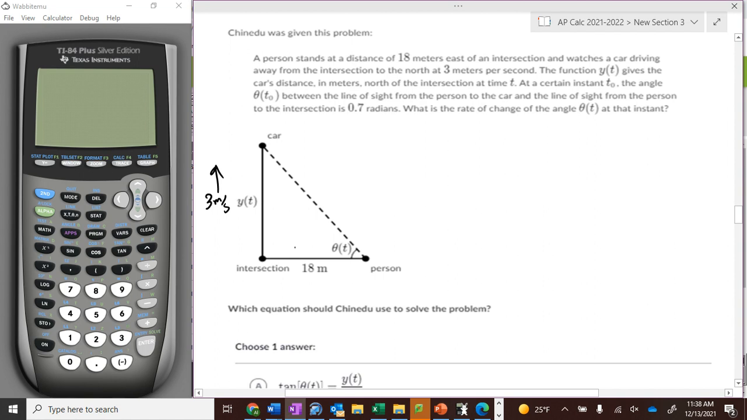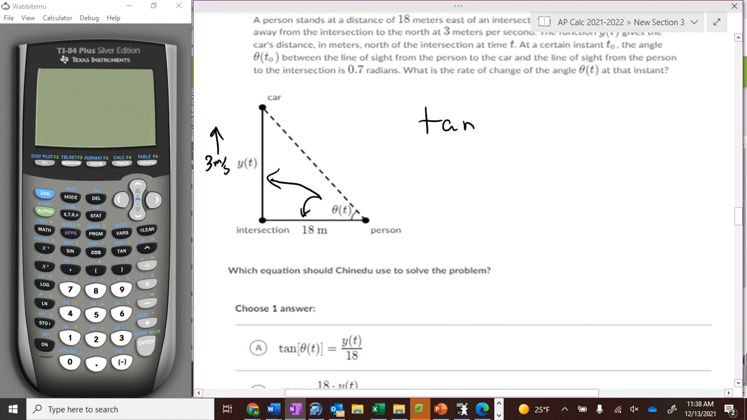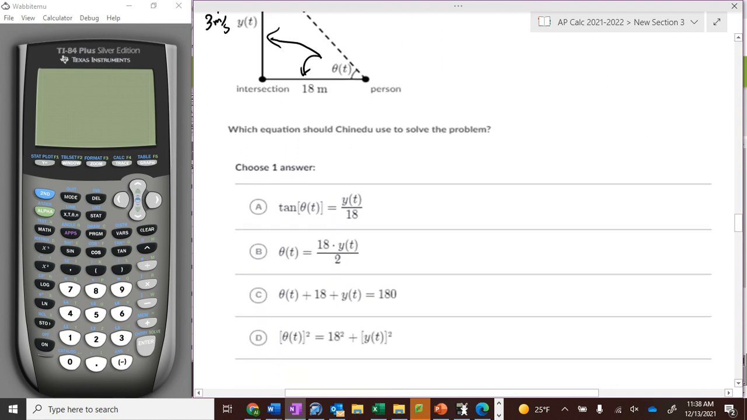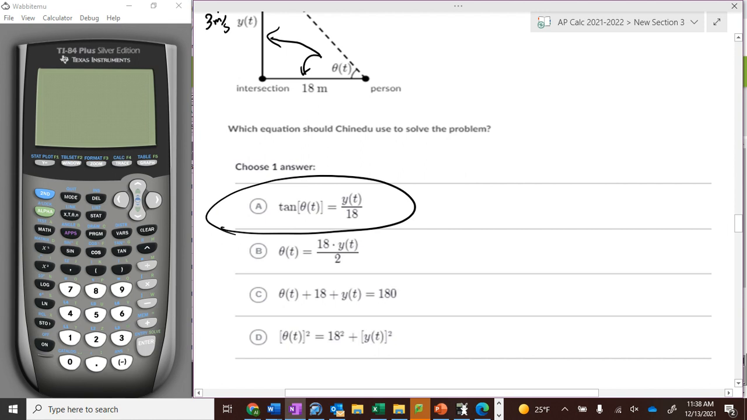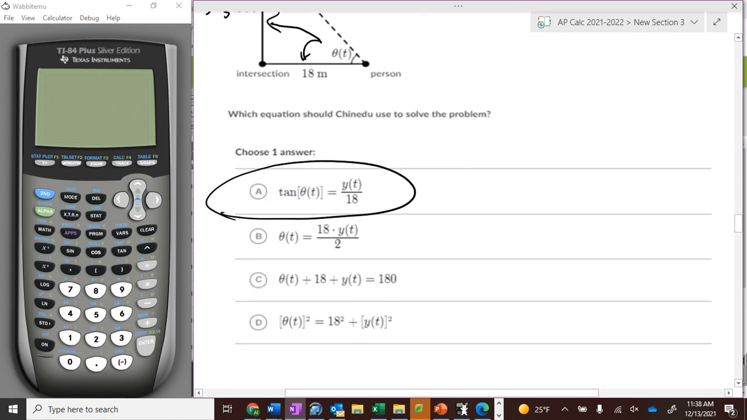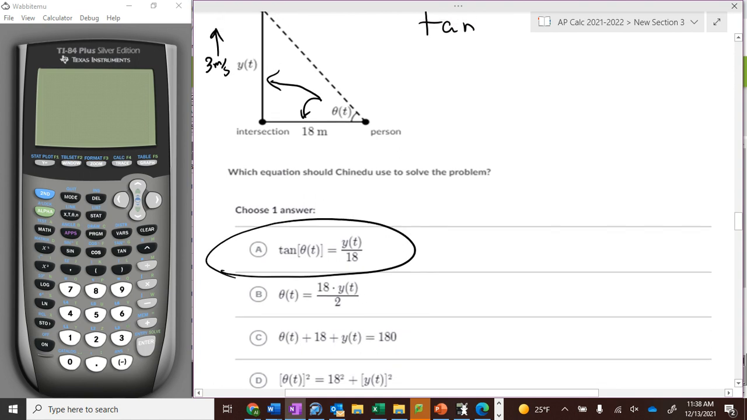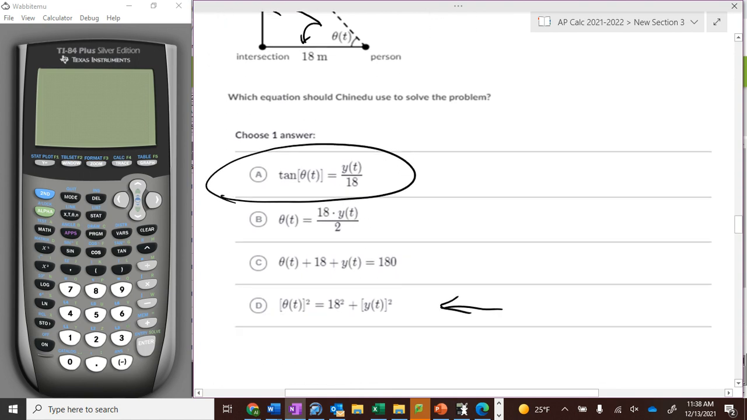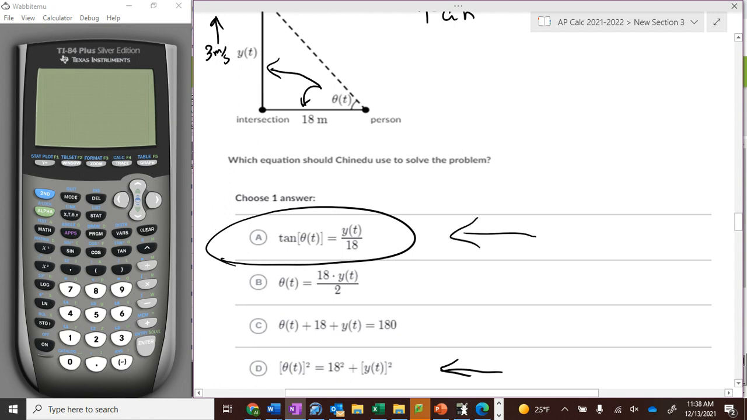The angle between the car and the sight line is 0.7 at a certain instant. So tangent is what we're talking about because it's opposite over adjacent, correct? Oh, they already have. Easy peasy lemon squeezy, because it's multiple choice. If it was just distances, it would be this. But because we're talking about an angle, it's going to be sine, cosine, or tangent. Are you good with that?